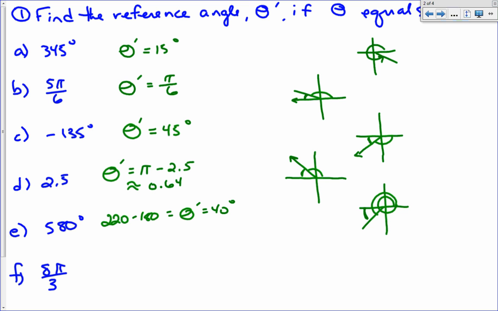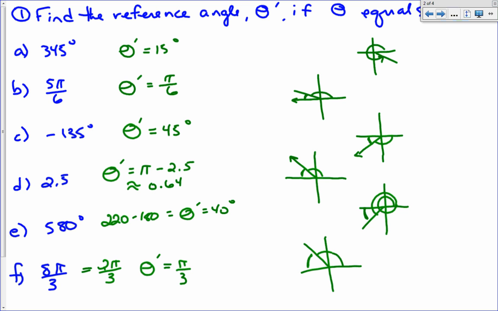6 pi over 3 that we're subtracting. So we end up with 2 pi over 3. So it's coterminal to 2 pi over 3. And where is 2 pi over 3? Well, 1/3 pi is here, 2/3 pi is in here, and the difference between 2/3 pi and 1 pi will be our reference angle. So our reference angle theta prime will be 1 pi over 3.